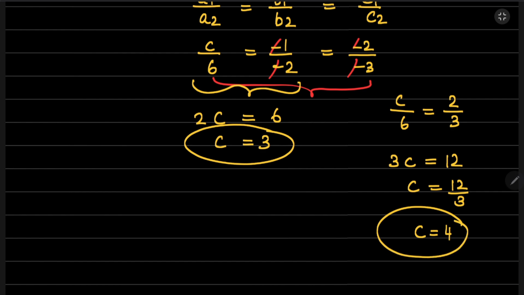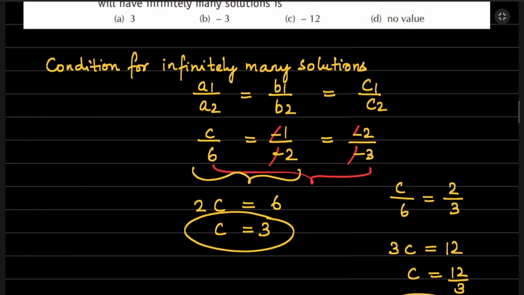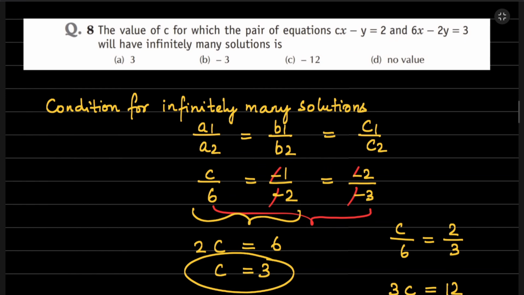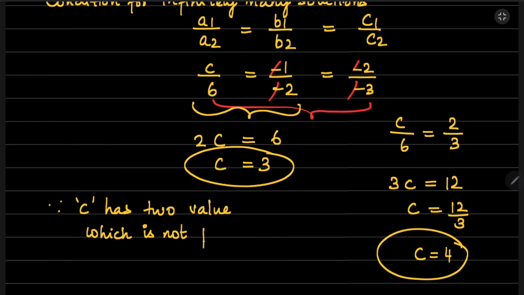Now for one single unknown variable C, that is the coefficient of X, you are getting two values. So it's not possible, since C has two values here, right? This coefficient of X, you are getting two different values of C. So you can write, since C has two values, which is not possible. C can have only one value. Therefore, no such values are possible.